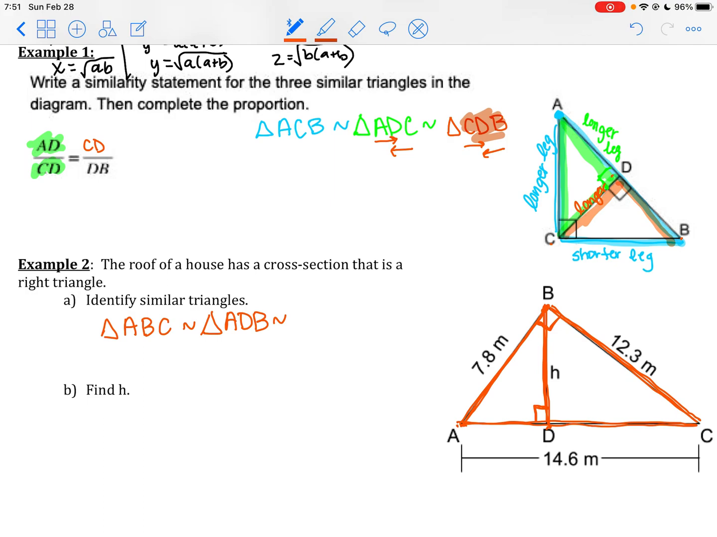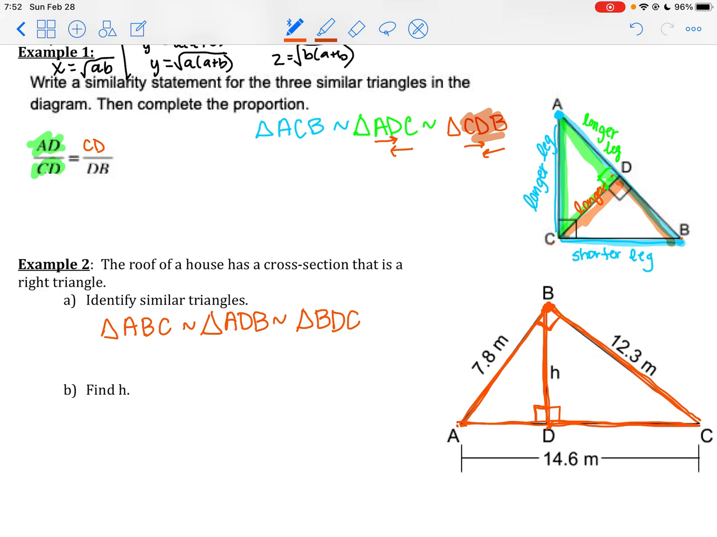And then in our third triangle, the triangle that's on the right inside, the right angle is at D. So the shorter leg looks like it starts at B. And then I'm going to go to the right angle, D, so down the shorter leg, and then across that longer leg, which is to C, DC.